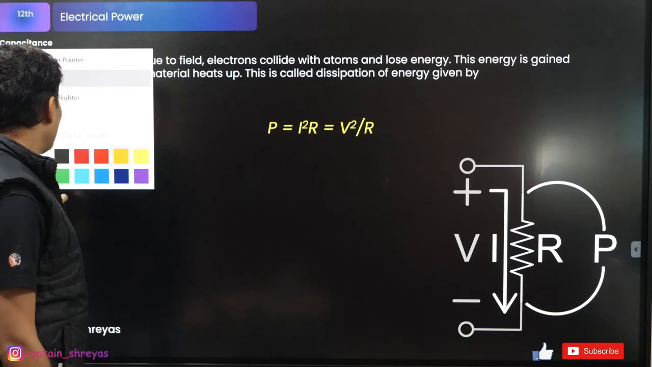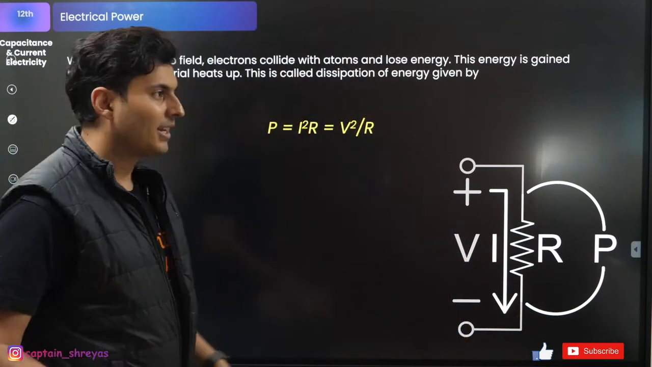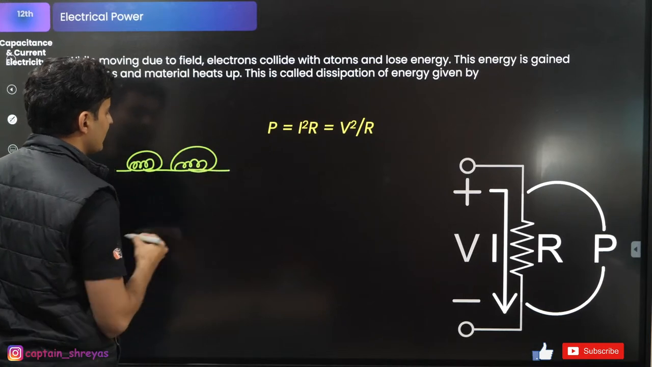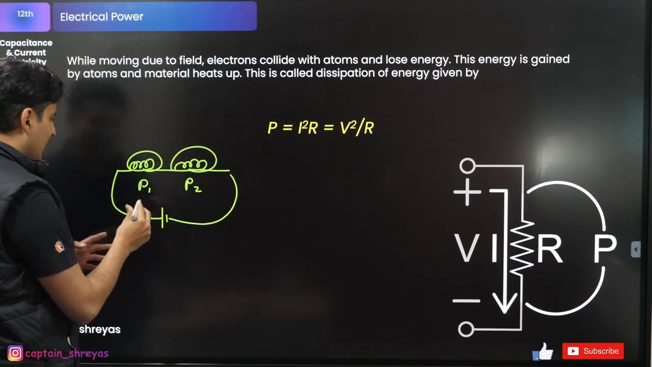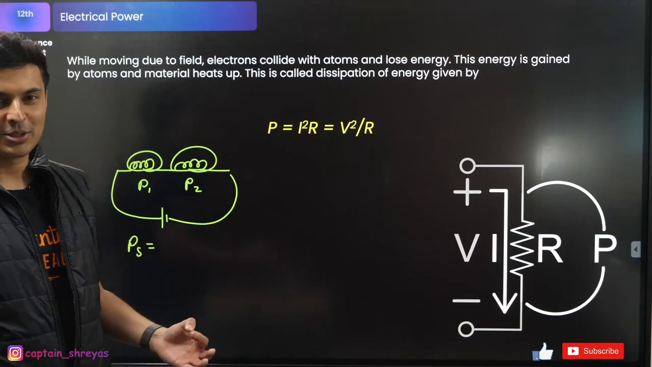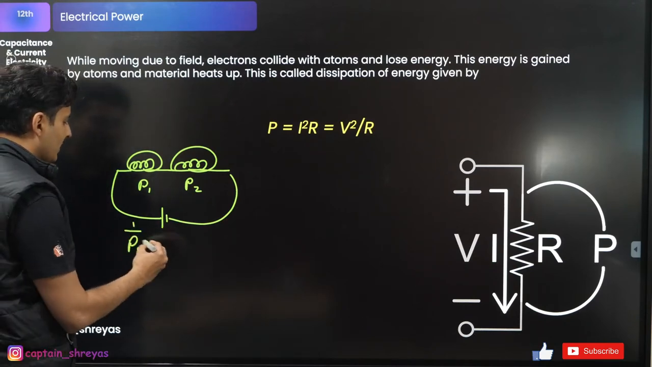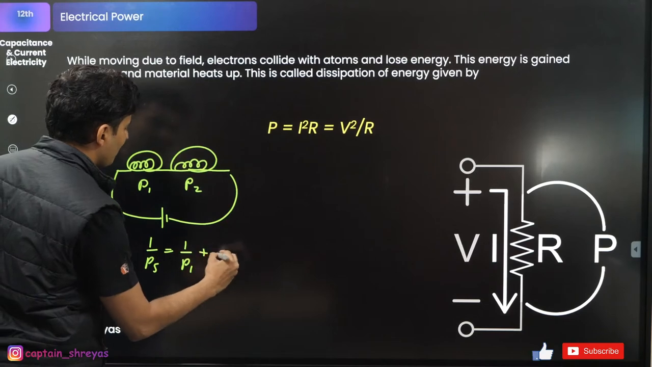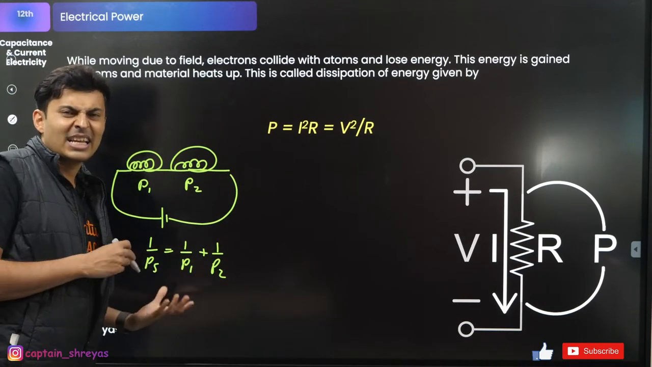Now, I'll give you an interesting formula which will help you a lot, especially when you want to avoid certain calculations. Imagine there is a bulb and a resistor connected in series. If they have individual powers P1 and P2 and you connect them to the same battery in series, then 1 by PS will be 1 by P1 plus 1 by P2. So this is how you add powers in series. It's exactly opposite of resistors, just like capacitors.